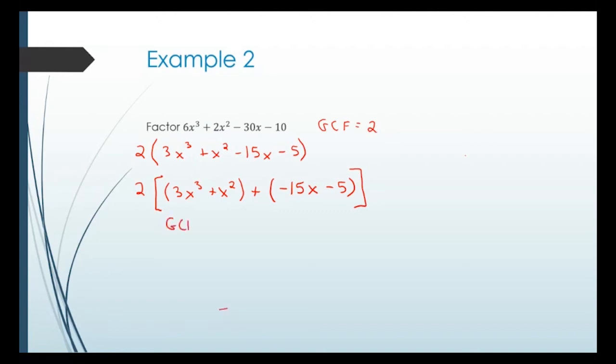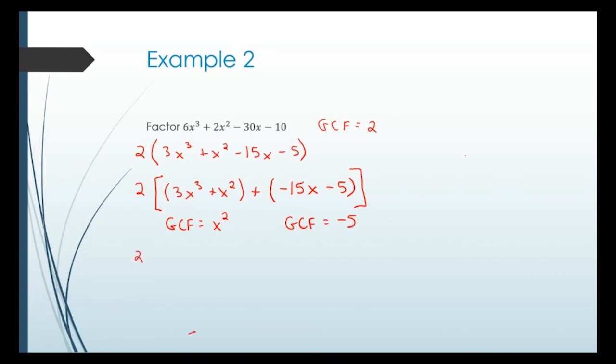So now I want to find the GCF out of each pair. And so the first pair, I've got numbers 3 and 1, so they don't have anything in common but a 1. And then I have an x cubed and an x squared, so my GCF is going to be x squared. Second pair, GCF is going to be negative 5 again, because my first term is negative, because I have a negative 15, and then 5 is the largest number that divides out of both of those.